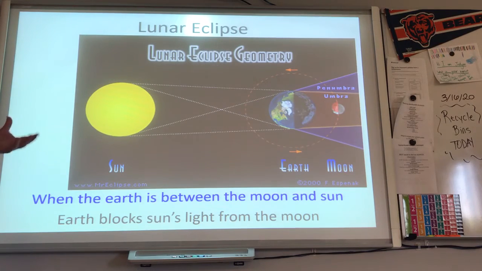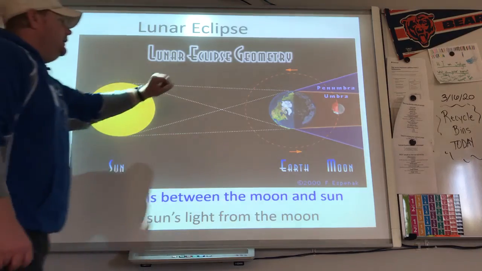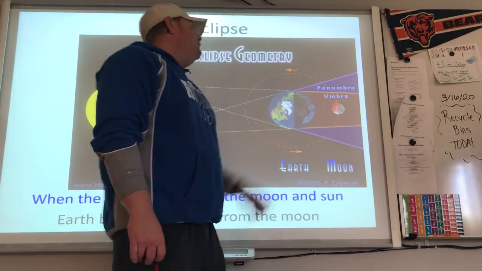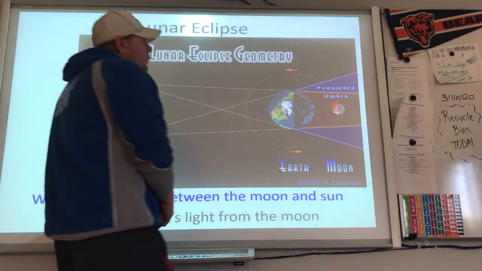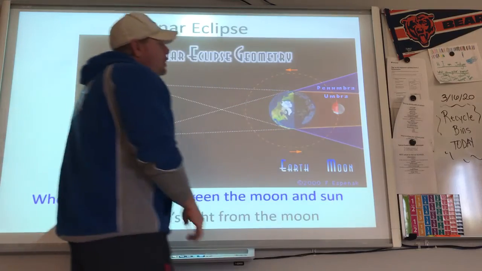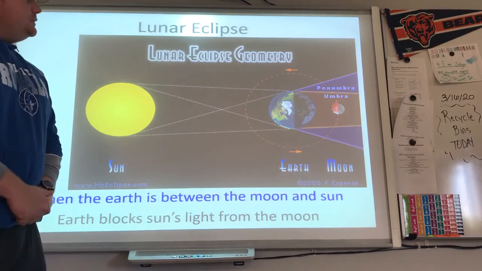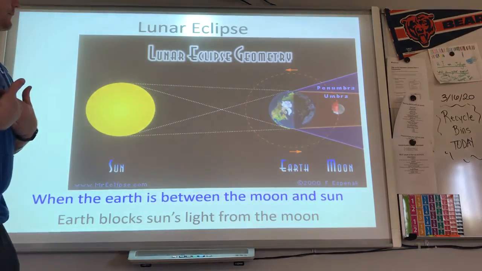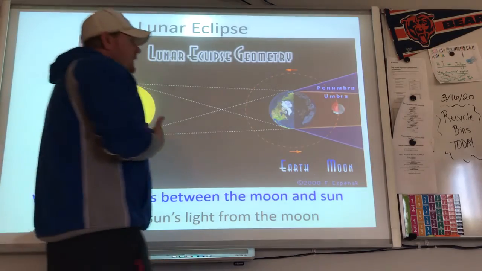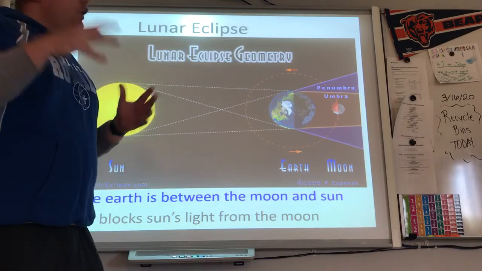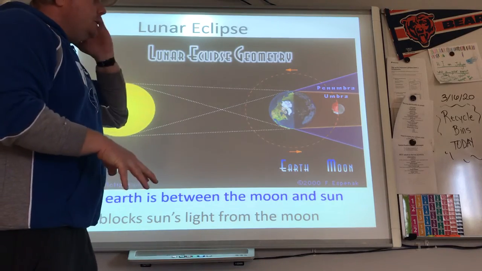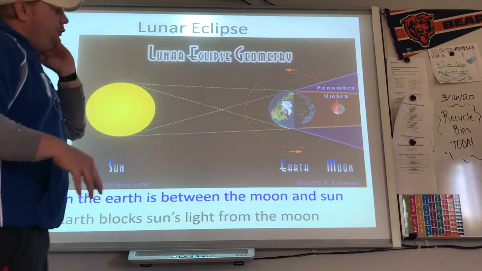Lunar eclipse. Notice the order is different. We have the sun, then we have the Earth, then we have the moon. When the Earth is between the moon and the sun, Earth blocks the sun's light from the moon. When it's fully behind, that's the new moon. We don't see it because no light can get to the moon and be reflected back. Okay? When it's in the penumbra, that's when it's waning or waxing. All right? And when it's outside of those, that's when we get that full view of it.